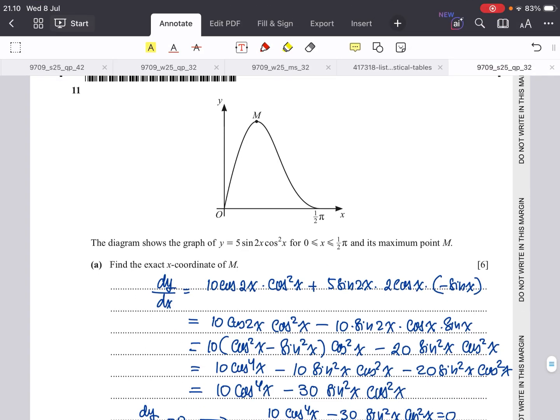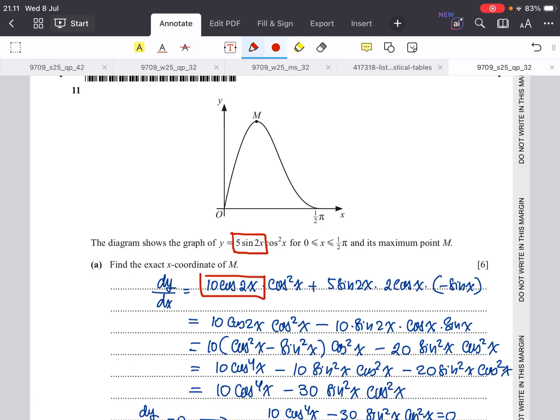So in order to find the exact x coordinate of M, we use differentiation. The differentiation of 5 sine 2x cos square x, we are using product rule. So first, the differentiation of 5 sine 2x becomes 10 cos 2x multiplied by cos square x.